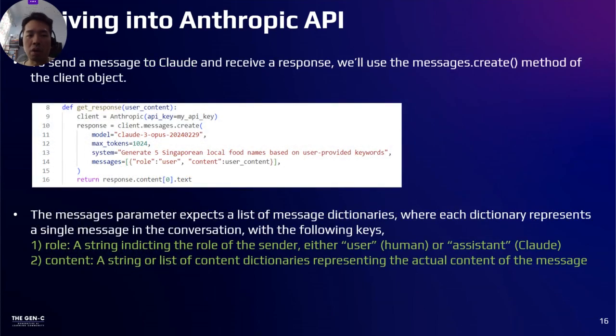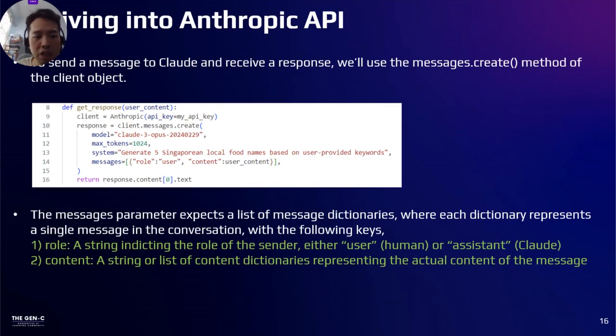To send a message to Claude and receive a response, we will use the messages.create method of the client object. In the method, you will be passing in the model name and the max tokens. So what are tokens? LLM tokens are the basic units of input and output for large language models. They are small chunks of text that can be words, character sets, or combinations of words and punctuation.